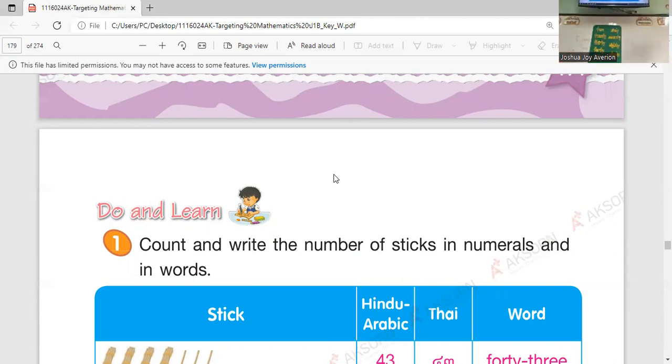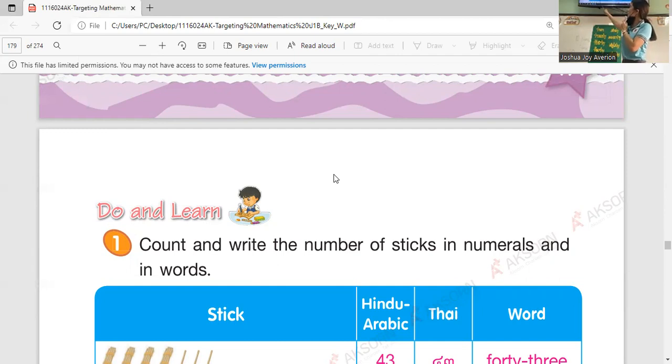We have, for example, number 1. Okay, so how many sticks? How many bundles? 1, 2, 3, 4. So each is equal to 10. So how many tens? 4 tens is equal to how many? If we count by tens: 10, 20, 30, 40. How many? 40. So now we have 40 here.